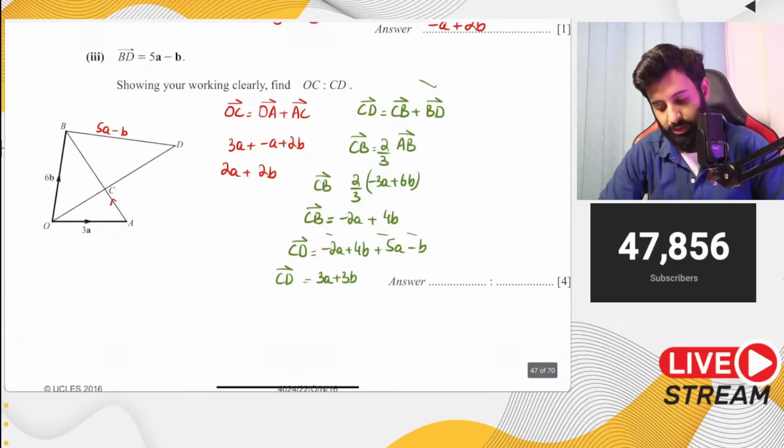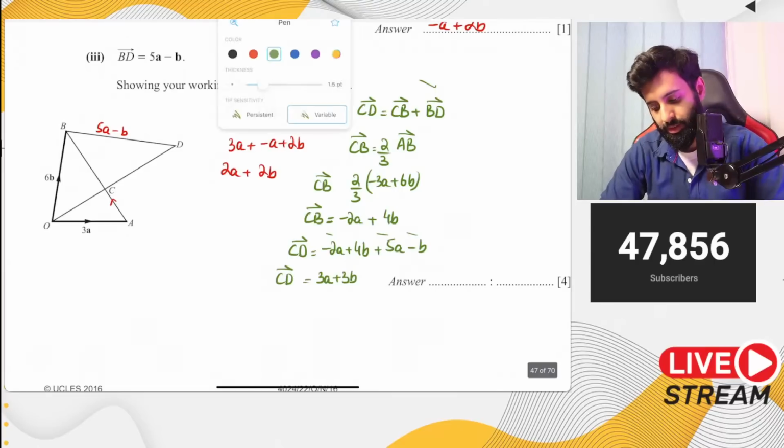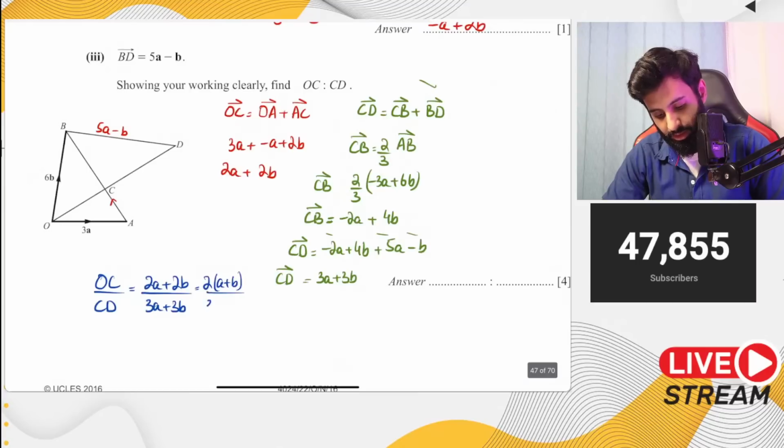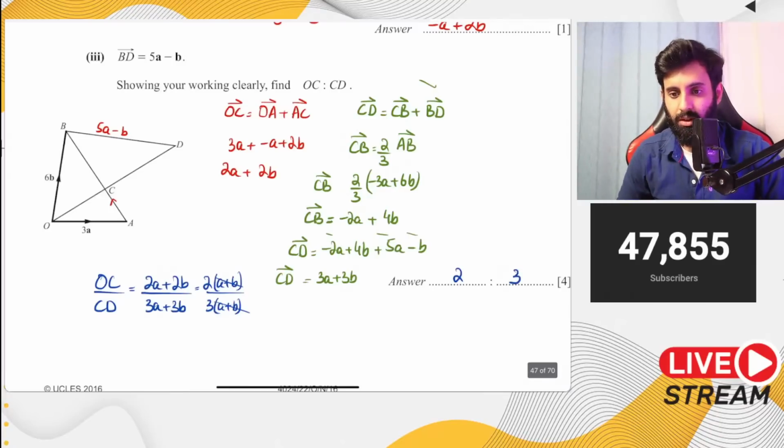Now since the question says that we need to give them in ratio form, OC upon CD, it doesn't matter whether you write them in vector form or not. OC is 2a plus 2b and CD is 3a plus 3b. In the numerator you can factor out 2, so you have a plus b. In the denominator you can factor out 3, so you have a plus b, and there you go. This gets cancelled out and your answer is 2:3.